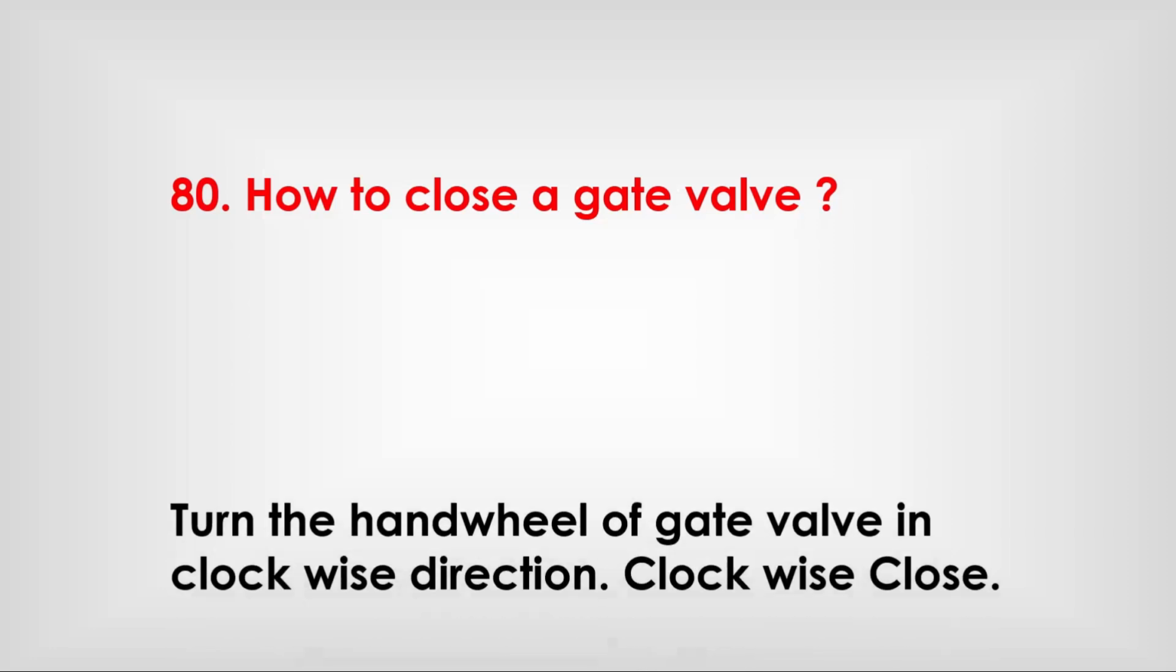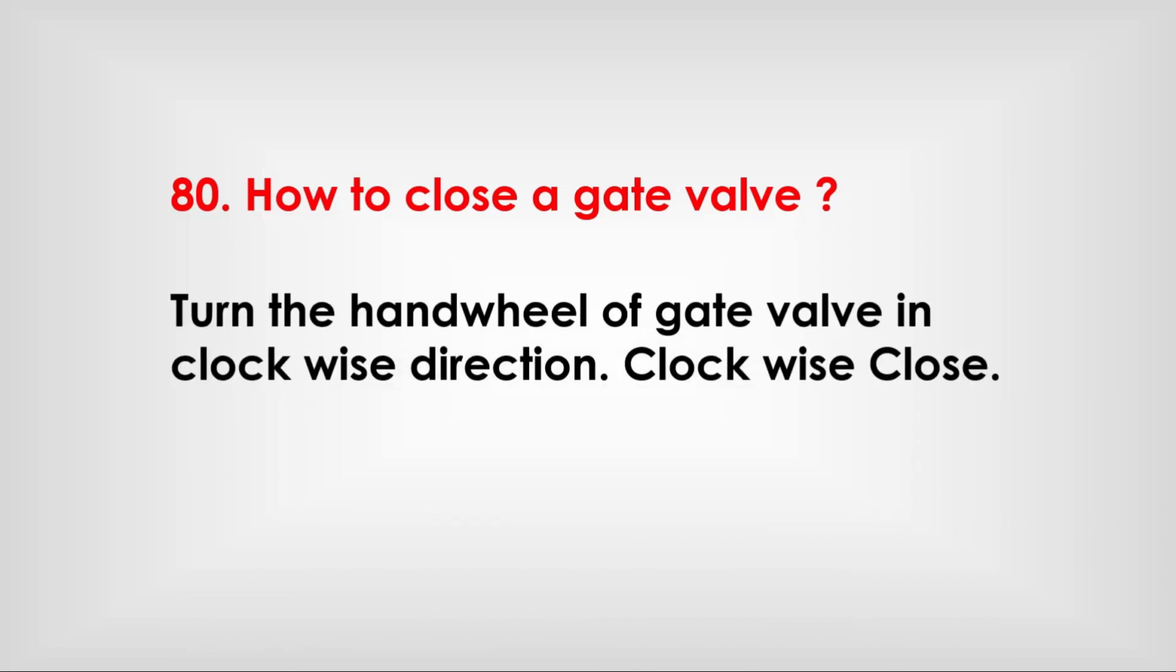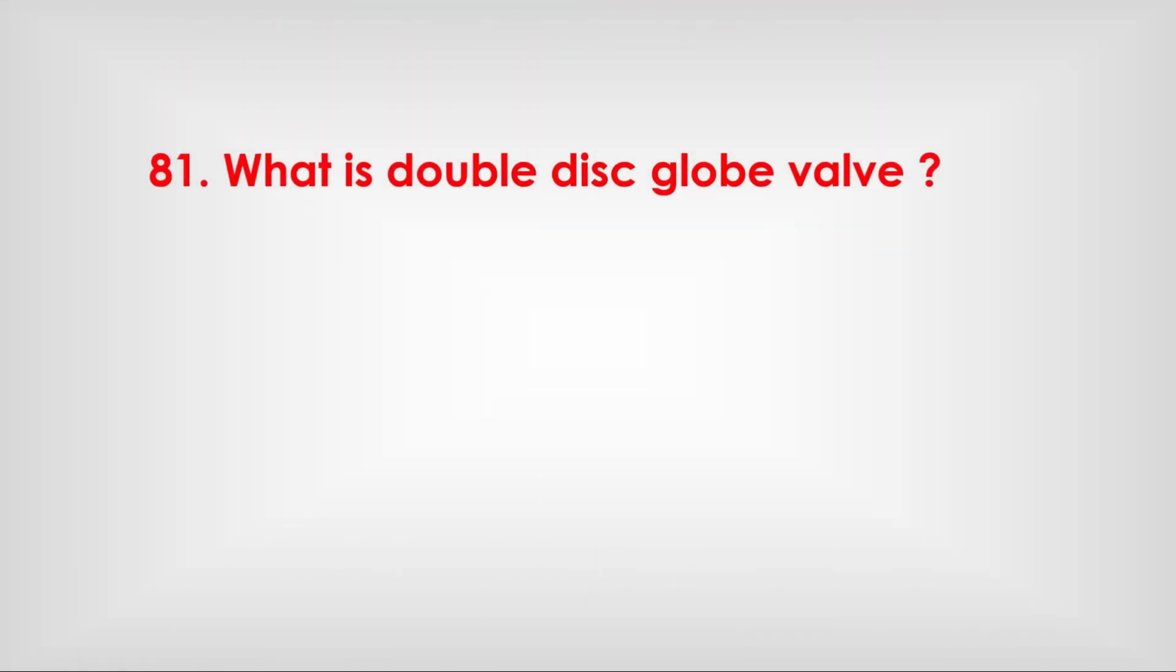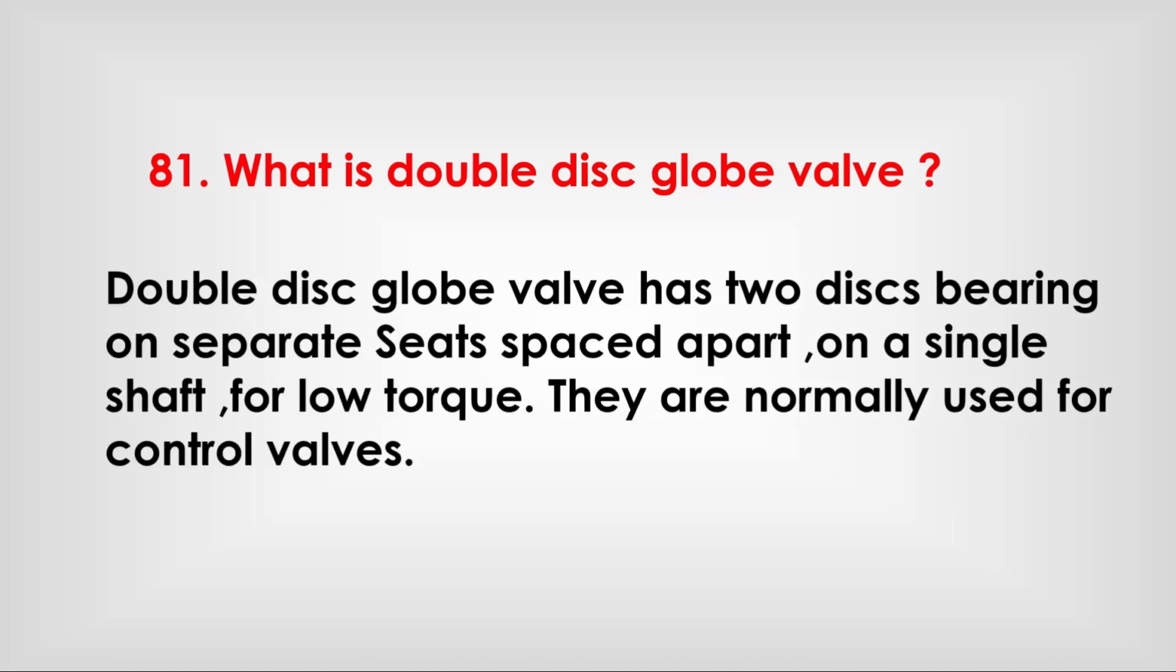How to close a gate valve? Turn the hand wheel of a gate valve in clockwise direction. Clockwise close. What is a double disc globe valve? A double disc globe valve has two discs bearing on separate seats spaced apart and a single shaft for low torque. They are normally used for control valves.